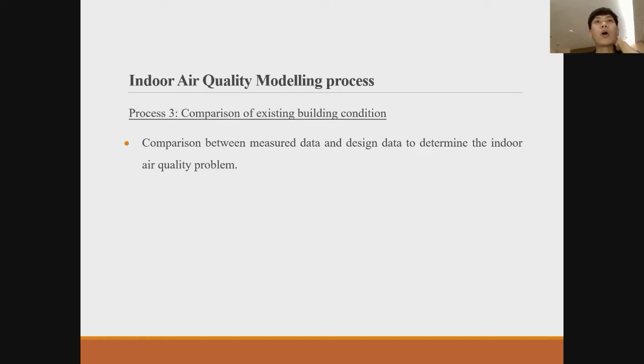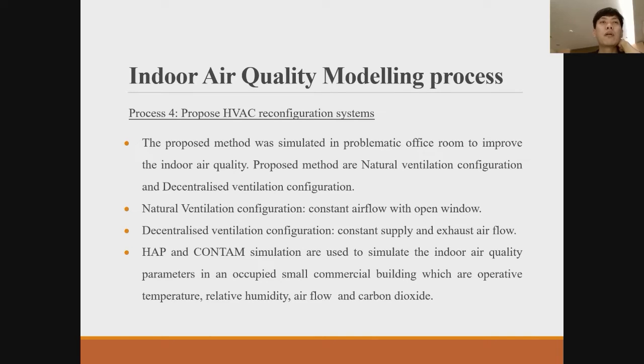However, process 3 is a comparison of existing building condition. The comparison between the measured data and the design data determines the indoor air quality problem. For process 4, proposed hardware reconfiguration system, the proposed methods were simulated in the problematic office room to improve the indoor air quality. The proposed methods are natural ventilation configuration and decentralized ventilation configuration.